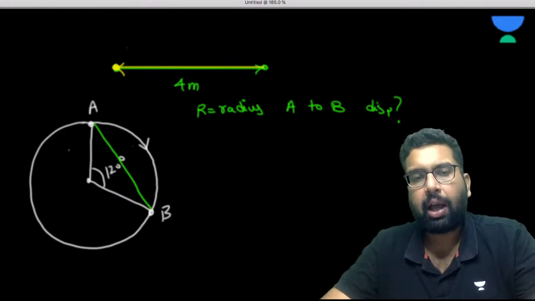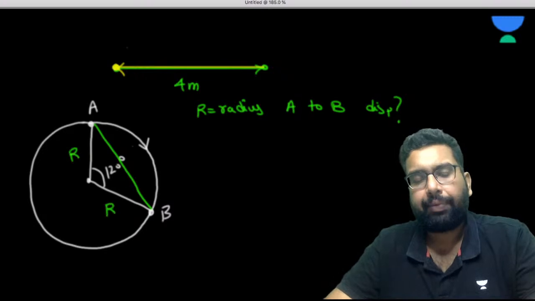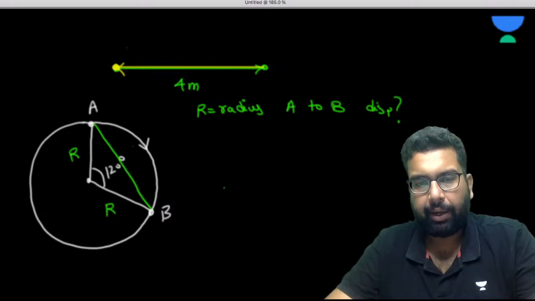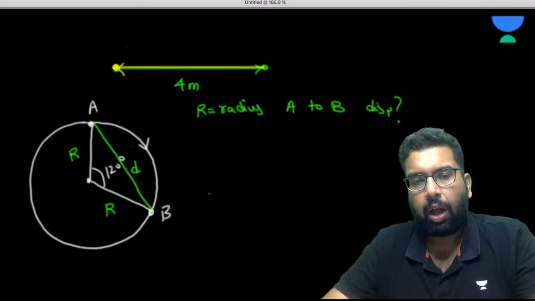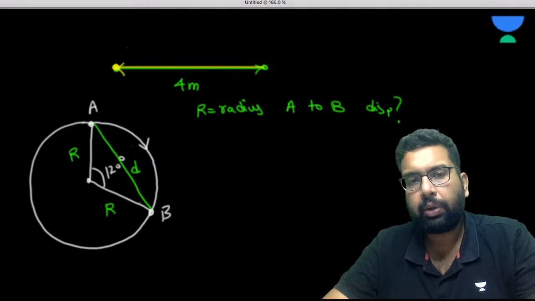Okay, so this is R, this is R, this is R, this is R. So what can we do? Let's suppose this is D. How can we find this D? If this angle is 120 and this side is D, then obviously this is going to be 30 degree and this is going to be 30 degree.